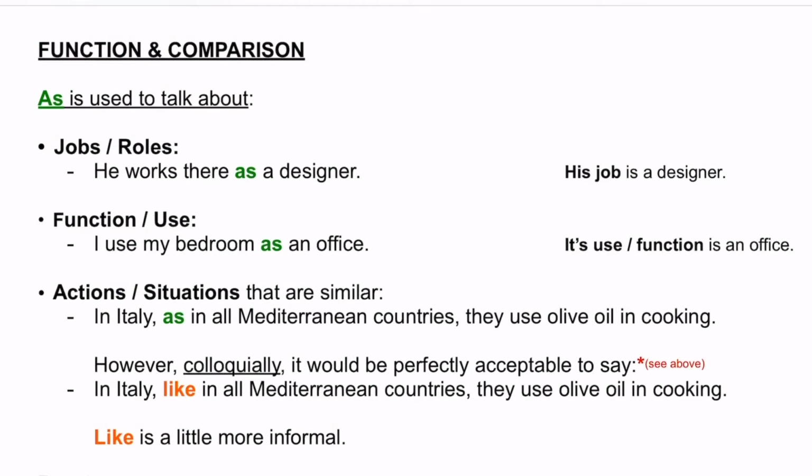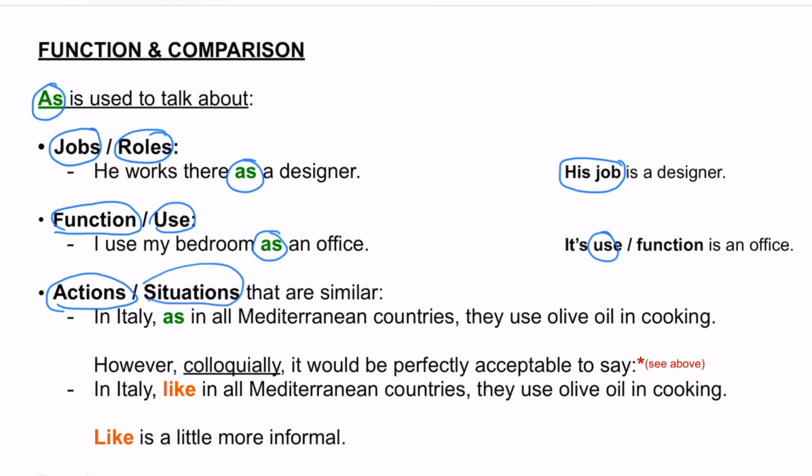Function and comparison. As is used to talk about jobs, roles. So he works there as a designer means his job is a designer. It's also used for illustrating function or use. I use my bedroom as an office. It means its use is an office. I'm using the bedroom, and in this moment it's my office.